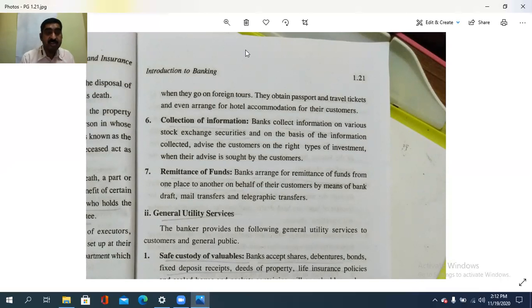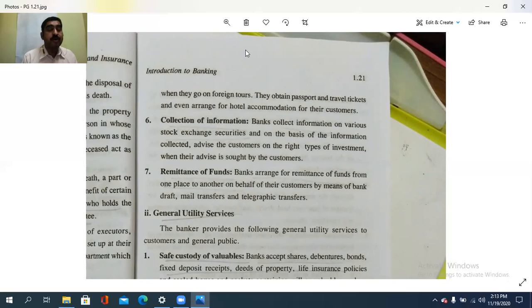That is the secondary function. So acting as an agency service for the payment and collection, then the purchase and sale of the security, by acting as an executor or administrator or a trustee, acting as an attorney, acting as a correspondent and a representative also, and collecting enough information from different stock exchanges also, Securities Exchange Board of India also, like that. And on the basis of the information collected, advise the customer the right type of investment they need to do. Okay, that information is to be collected by the bank.